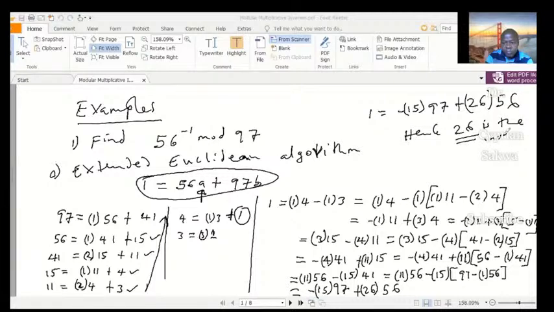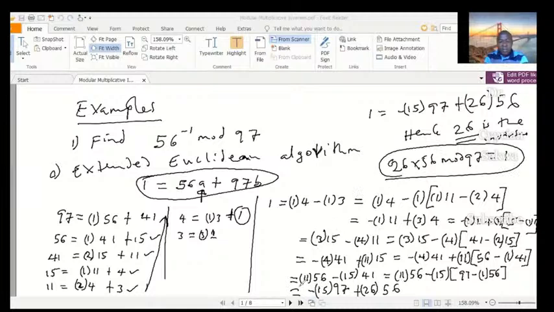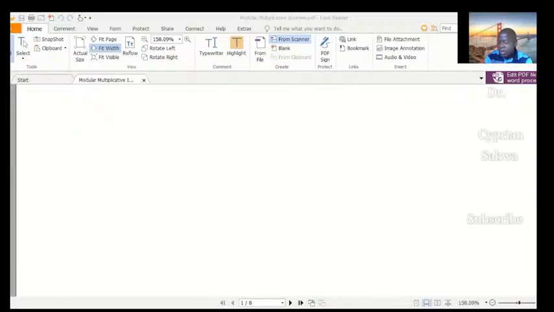So what that means is that if I multiply 26 times 56 mod 97, the answer will be 1. That's how we use Fermat's theorem, the Euler theorem, and the Euclidean algorithm to do this question. So let's look at another question, and it's the last question that I'll be doing.